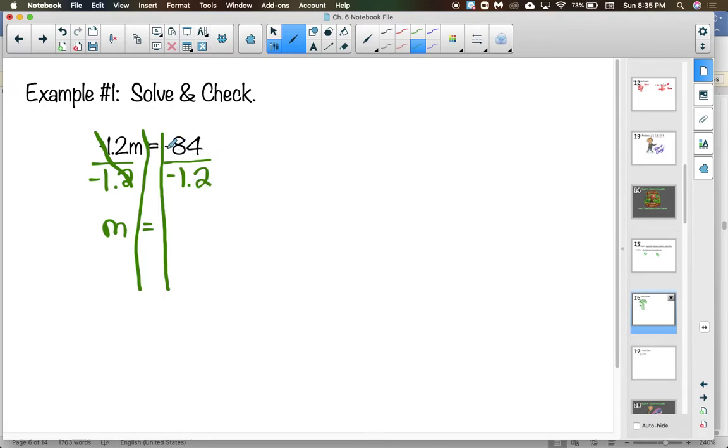Now, a negative divided by a negative is a positive. 84 divided by 1 2/10. Well, I know I'm going to get a positive answer, so I'm just going to do some really quick division right here. 84 divided by 1 2/10. I'm going to take my decimal and move it to the end, and move my decimal inside the house and add a 0. And when I do that, I now have 840 divided by 12.